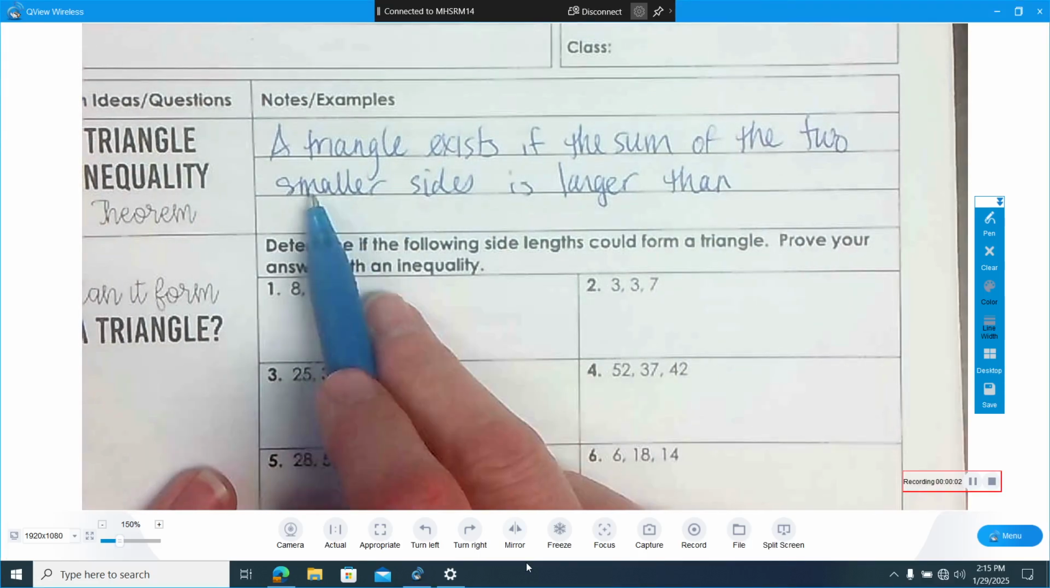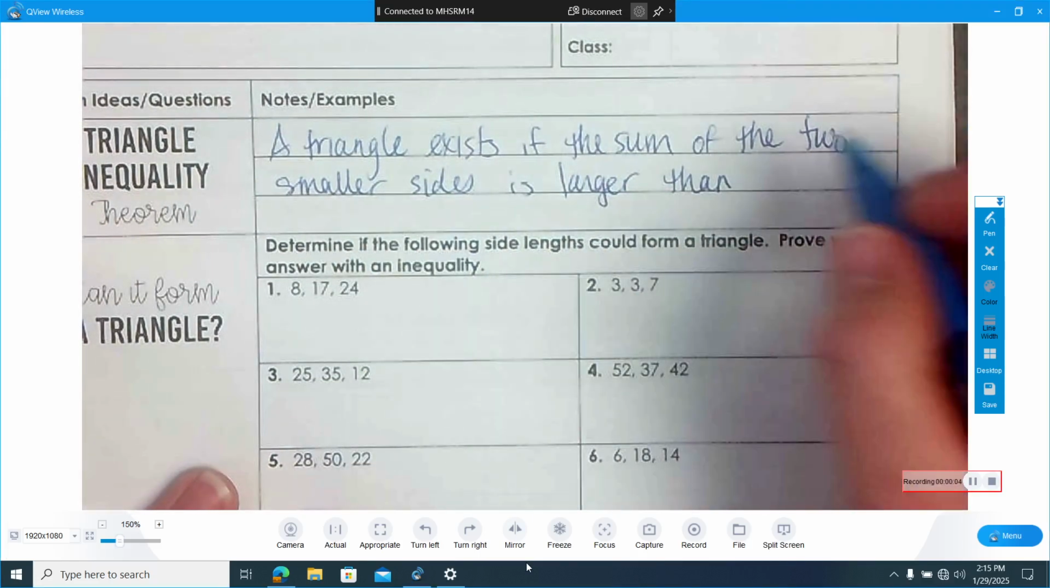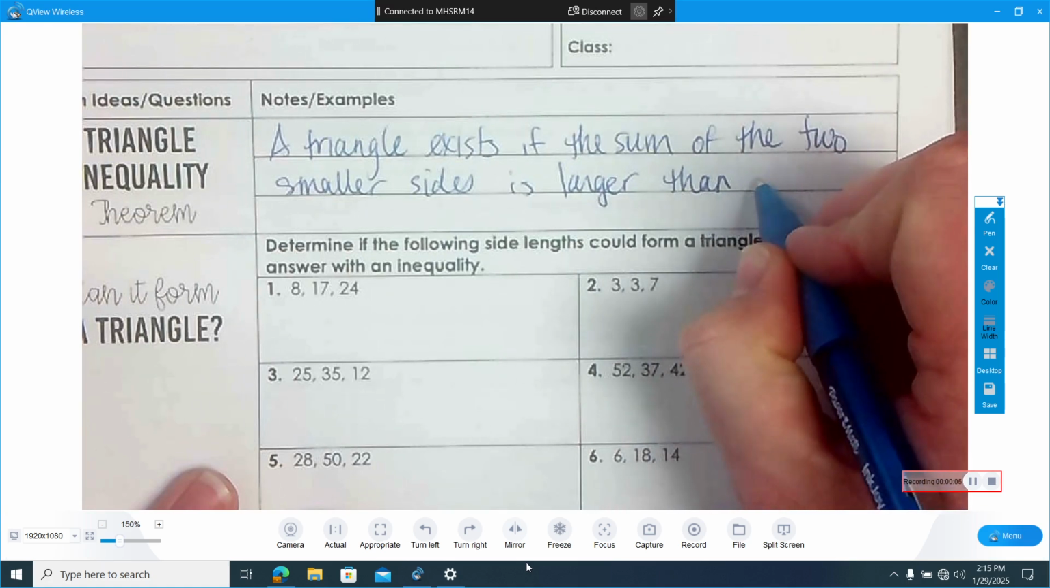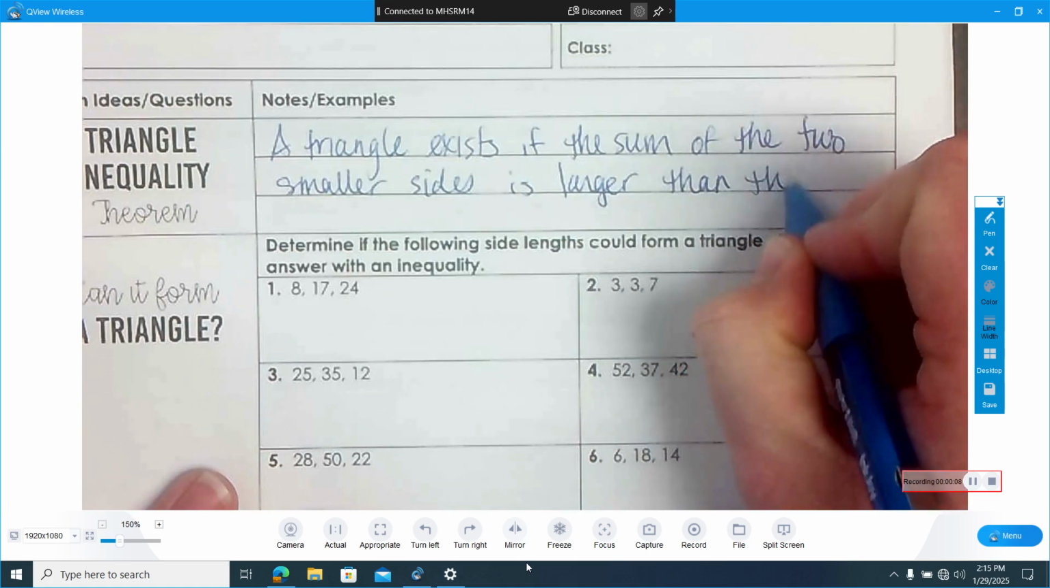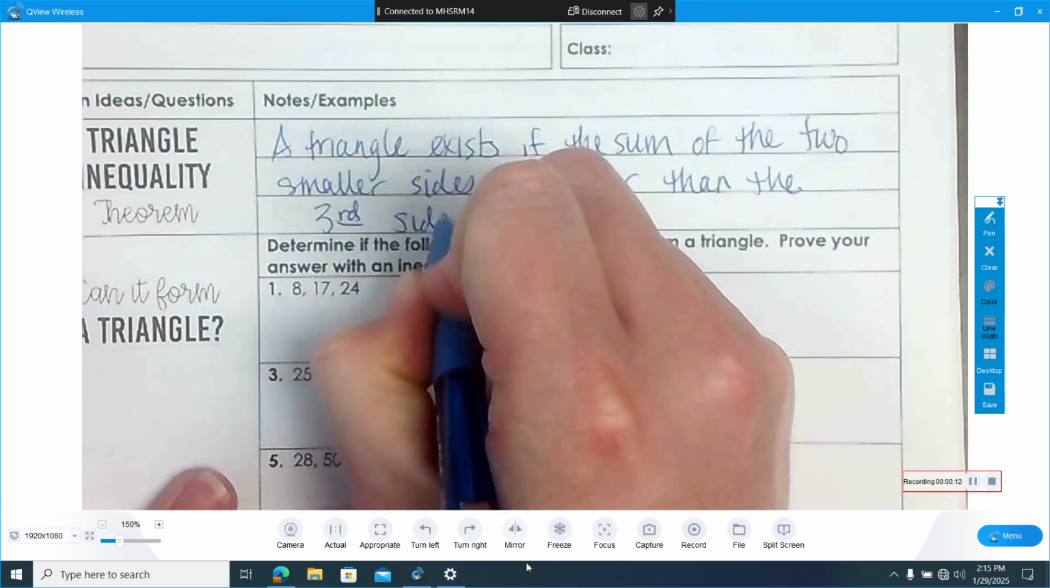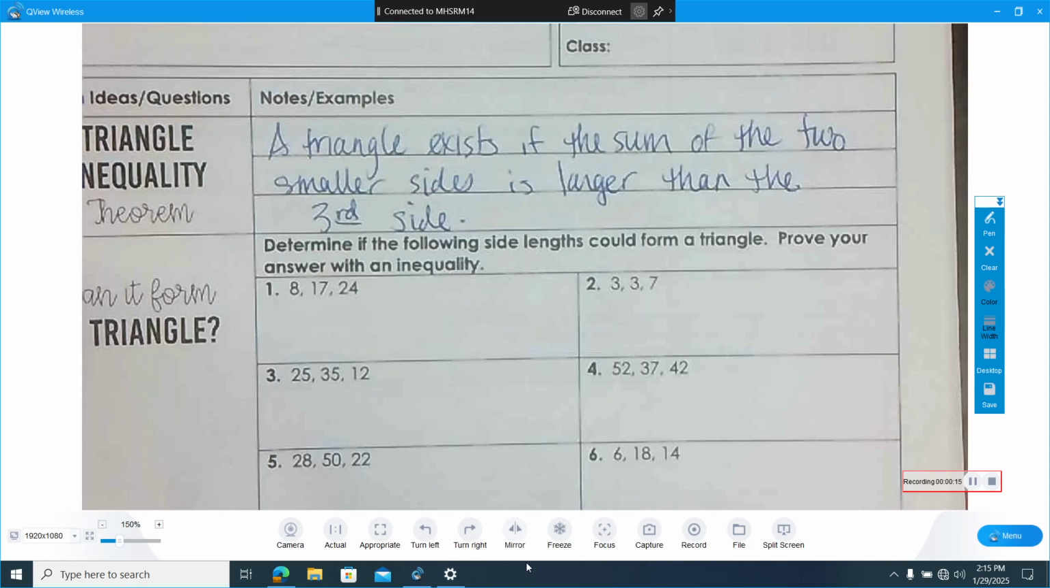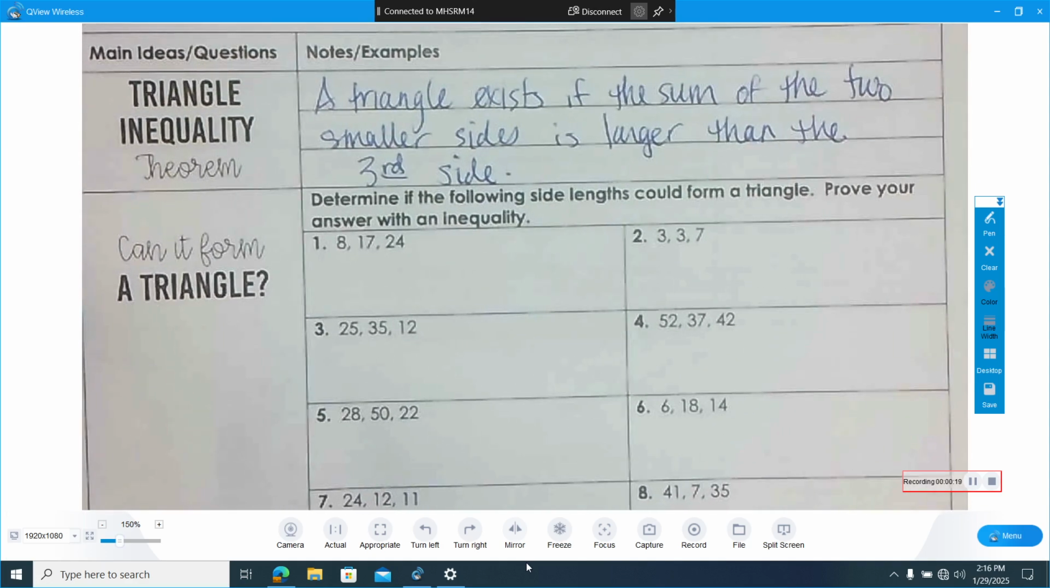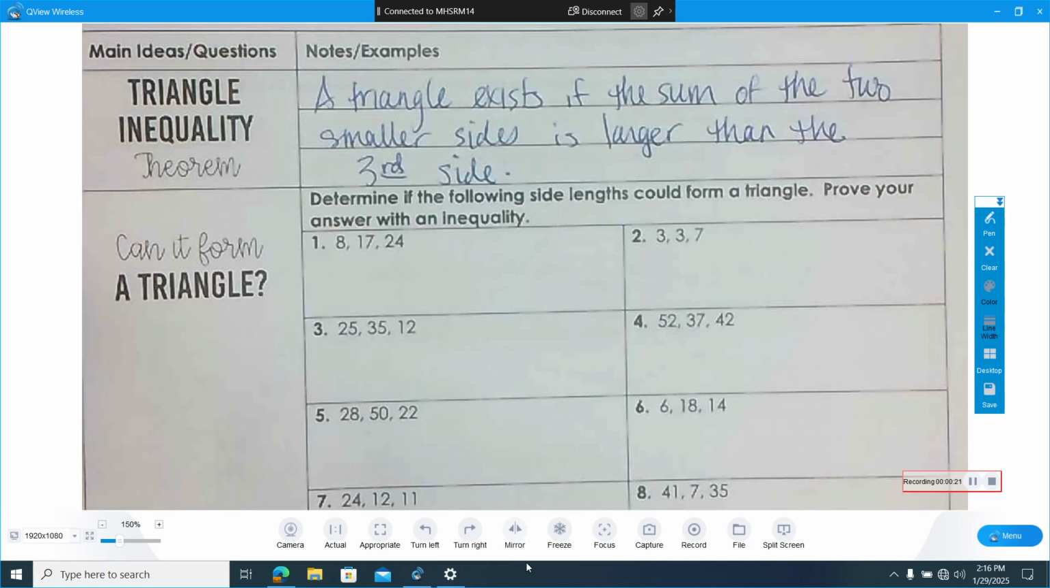Okay, so a triangle exists if the sum of the two smaller sides is larger than the third side. So that's great. Words are awesome. Gag me. But in a picture, it makes a whole lot of sense.